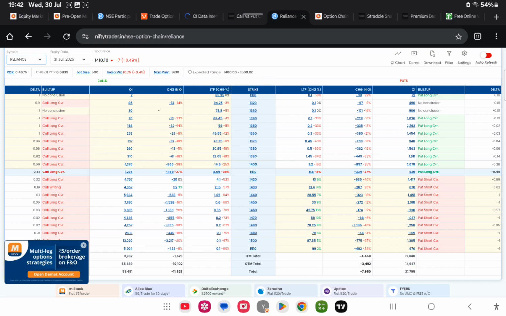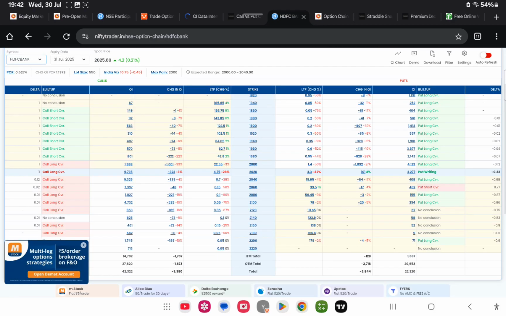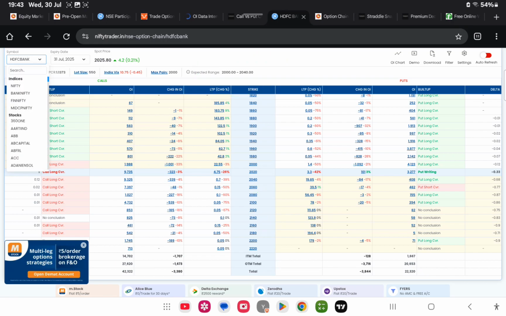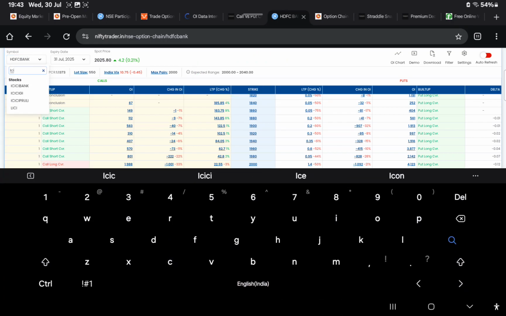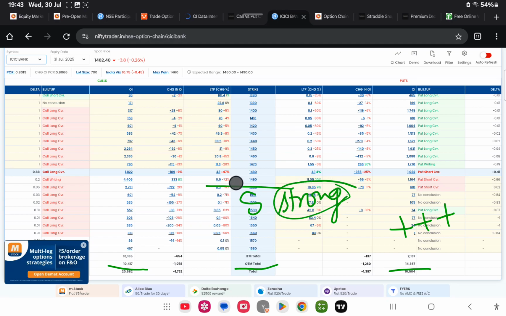Okay, now we'll move to HDFC Bank. This is HDFC Bank. When you check OTM, it's 27 and 20, so not much, indicating a sideways zone. Okay, so this is the lot size and this is the support and resistance. Now we'll go to ICICI. So this is ICICI OI study. When you check OTM, 14 and 10, so almost put writers are more, so the support is very strong for ICICI. Okay, so it should go up. This is the support and resistance.